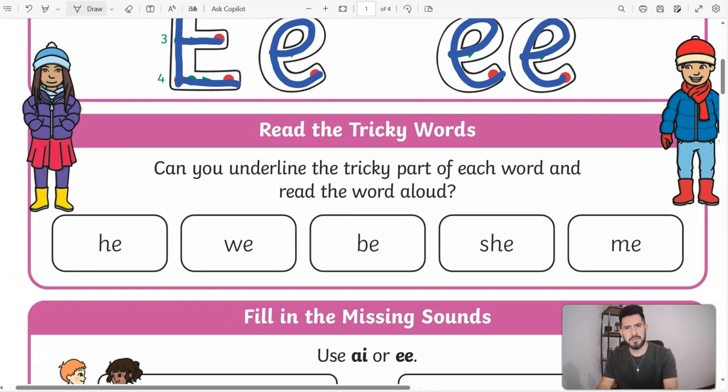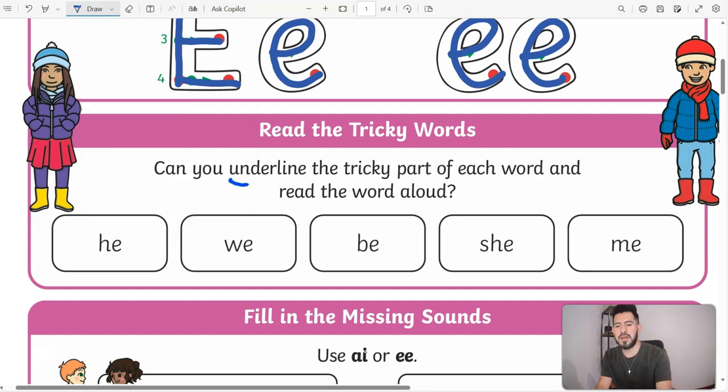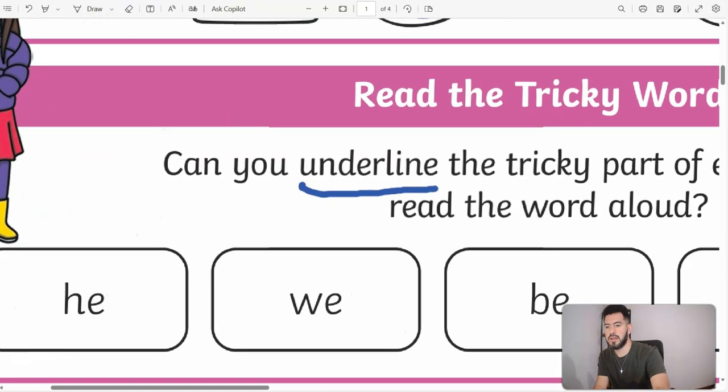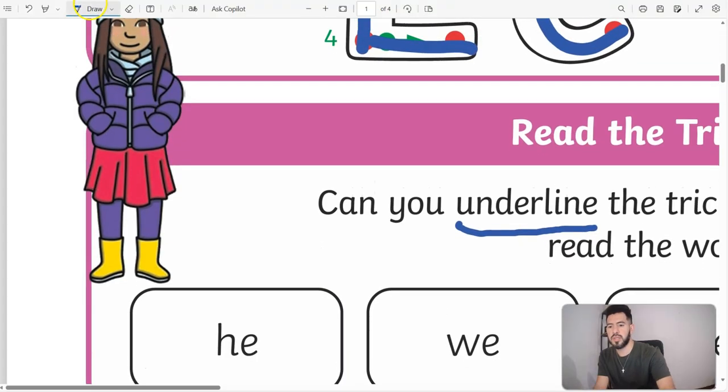And in this part, we need to underline, look at this, I will make it now thinner. Underline the tricky part of the word, okay? So remember that every tricky word has a tricky part to it. Let's take, for example, to, okay? Look, I will do it just right here for you to see. Let's take the word to.